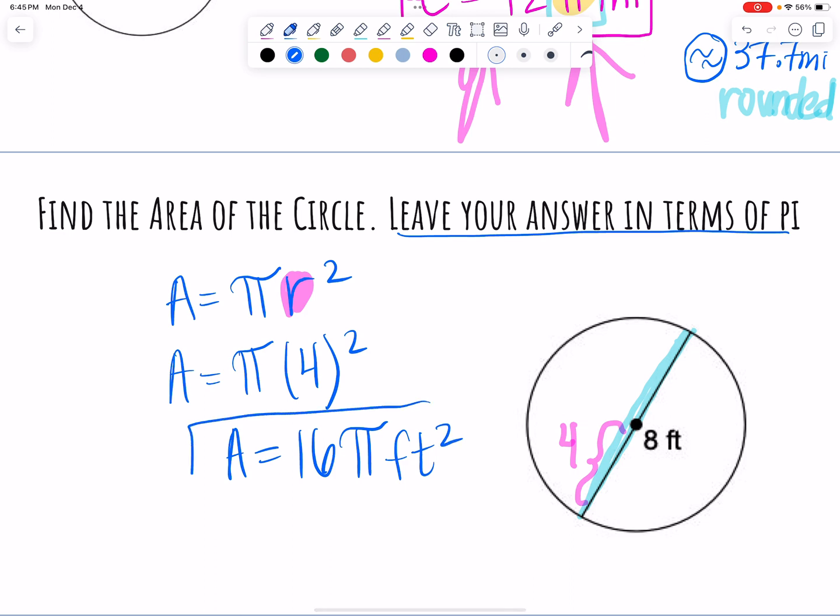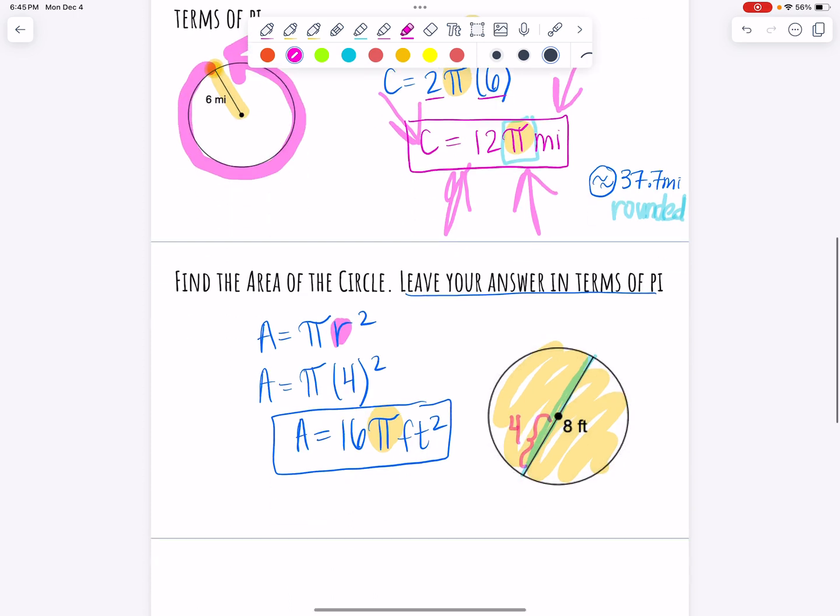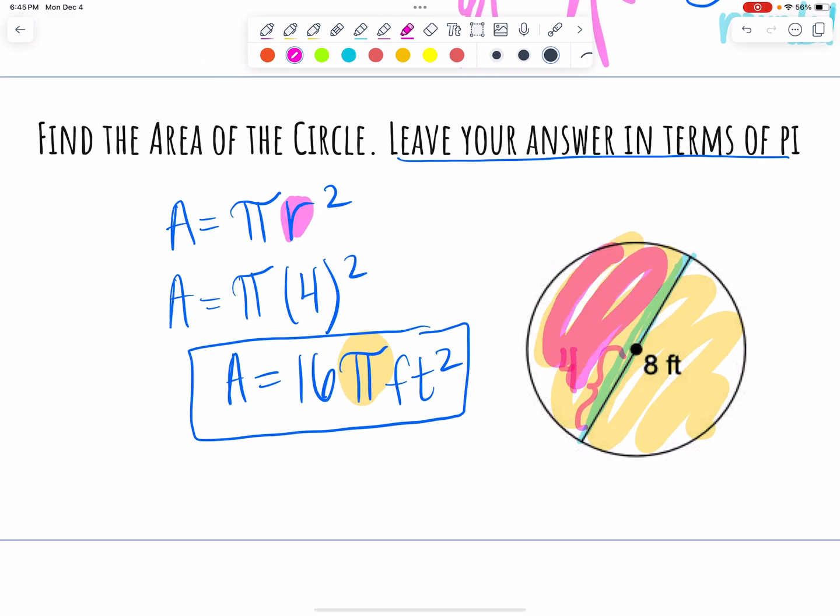That's just because area is always in units squared. So in terms of pi, I have 16 total pies there. 16 pies are what my area is. That's the space inside of this circle exactly, whereas circumference was the distance around the circle. Area is going to be the space on the inside of the circle. And so that's exactly what the area is, 16 pi.